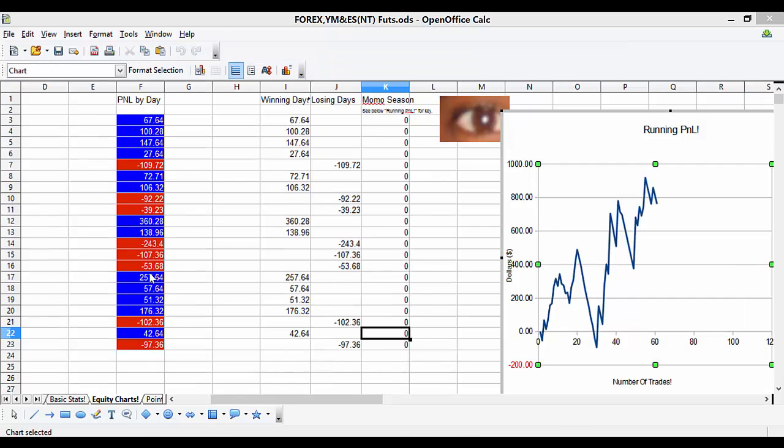Ta-da! So there it is. This is where we were this time last week, and this is this week: 3 winning days, 2 losing days. More losers than winners in terms of trades, but good reward to risk, and that's why we've ended up positive.